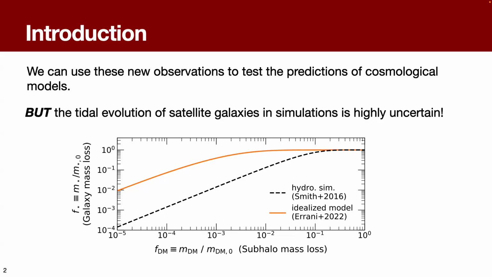And what you can see is that where this turnover happens is much later in the idealized model than in the hydro model. And so what this is saying is that the idealized model predicts that satellite galaxies don't start to significantly lose their stars until much later than what's predicted by hydrosim.